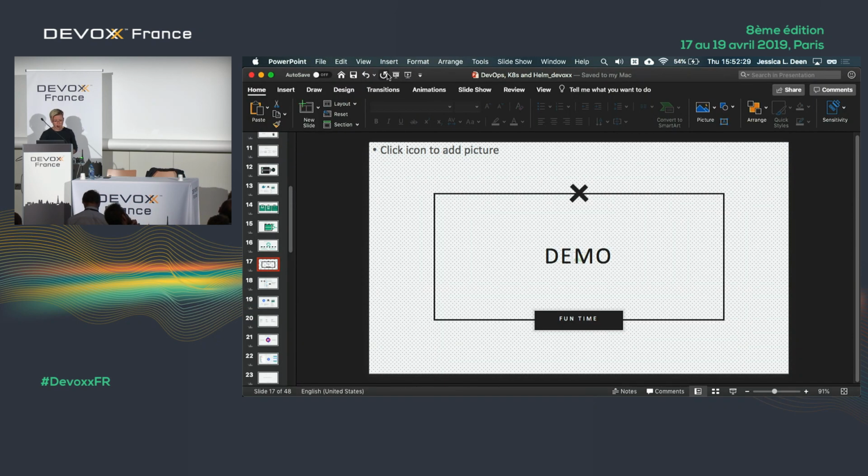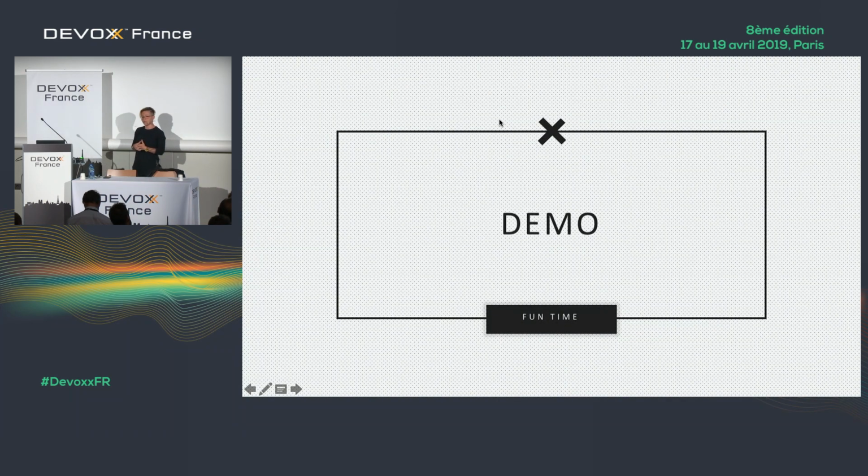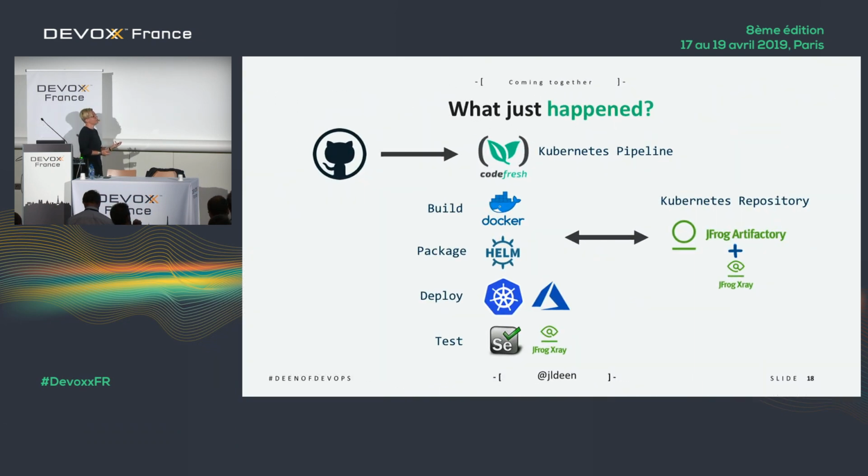So I'm going to switch back over to PowerPoint here real quick. I know PowerPoint is everyone's favorite, but I have just a few more slides I want to go through, and then I'm going to show you how to simplify this even further. So what did we see? We have code on GitHub, and we had a Kubernetes pipeline.